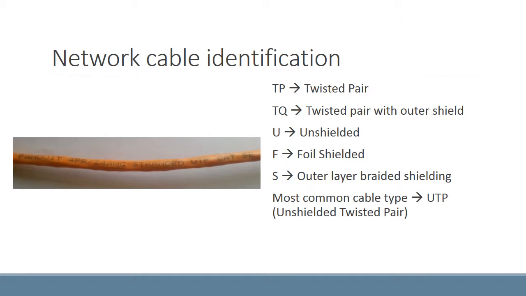Every network cable has an identifier printed on the outer jacket. The image on the left illustrates that this is a stranded cable and is identified as UTP. As you can see in the content on the right of the screen, U stands for unshielded and TP stands for twisted pair. Therefore, this cable is a stranded, unshielded, twisted pair.